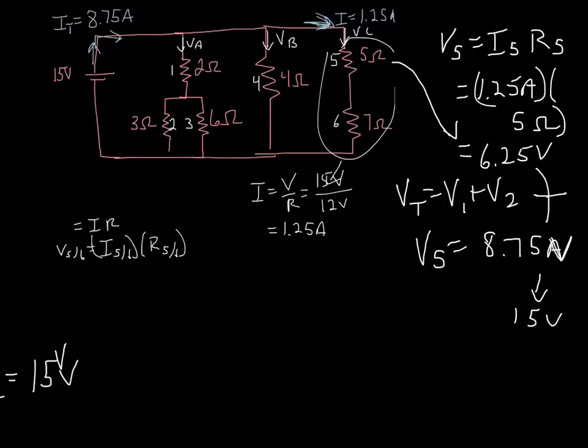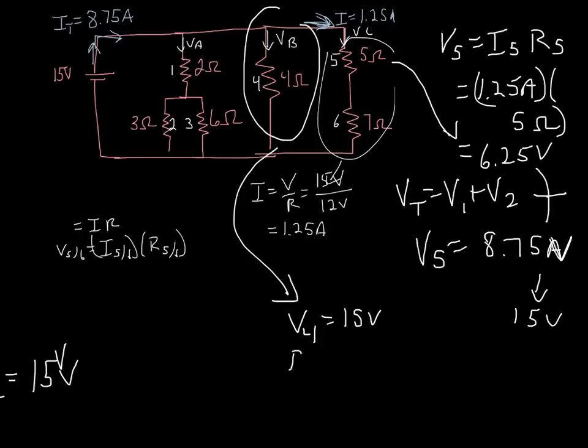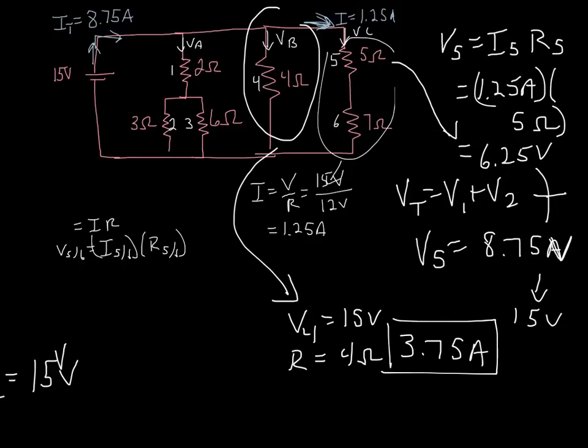Now through resistor 4, we take this down here. Again, we know the potential drop across that. The voltage across 4 is equal to 15 volts. The resistance is 4 ohms. Calculate that real quick, and what do you get? You should have gotten a current through that portion of 3.75 amps. So that is the current through 4.